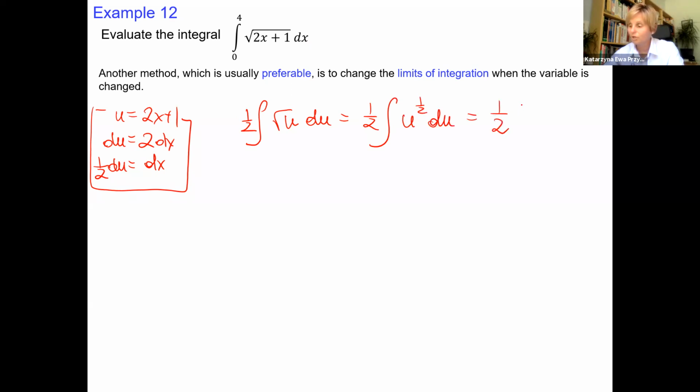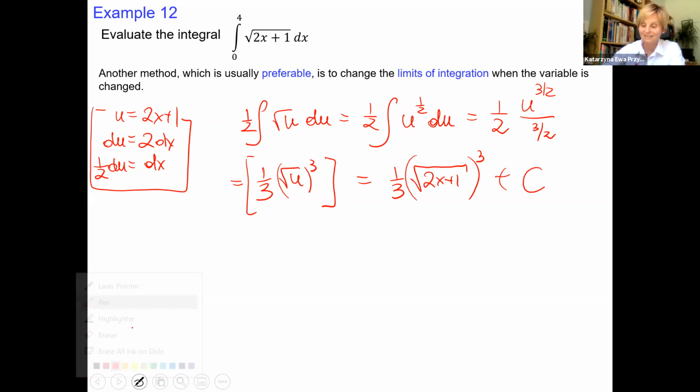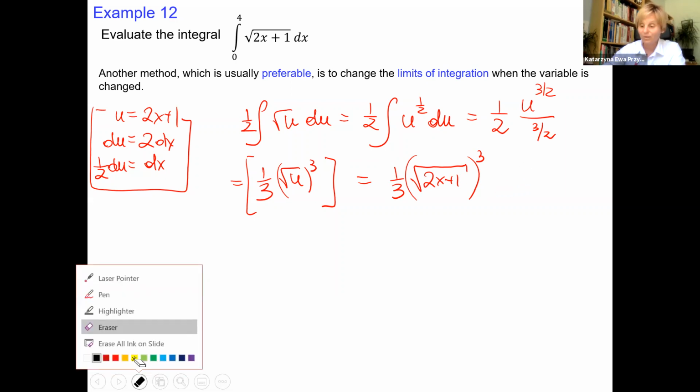Then 1/2 u to the power of 3/2, that's the integral, and divided by 3/2. And this will be 1/3, and u to the power of 3/2 is the square root of u cubed. Now we need the limits, but what we will do is finish this like we were doing with an indefinite integral. Instead of u, I will put 2x plus 1. And if this were an indefinite integral, I could add the constant c. That's our answer. But now we have the limits.